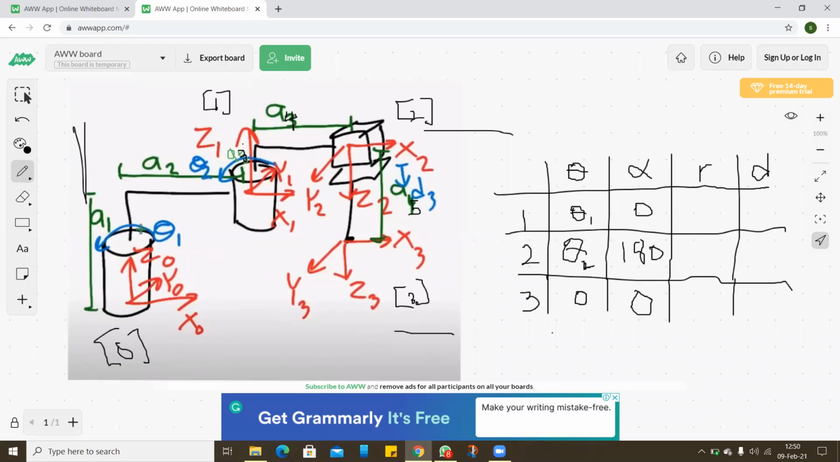What is R? The displacement of this to this along the current X. So what's the displacement of this to this along the current X? Negative A2? Why negative? The X is facing towards the right. Or the sign doesn't matter. Displacement is displacement. Just A2.